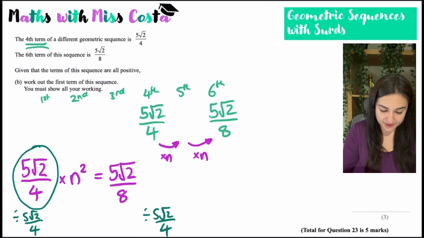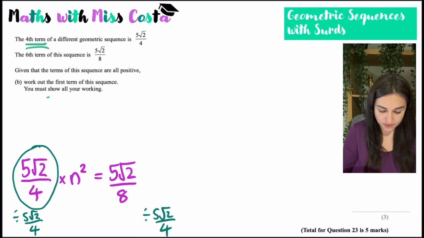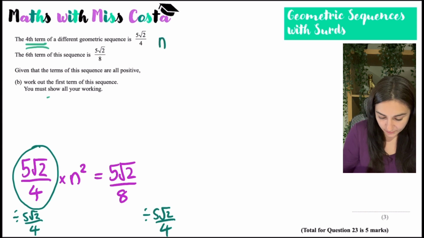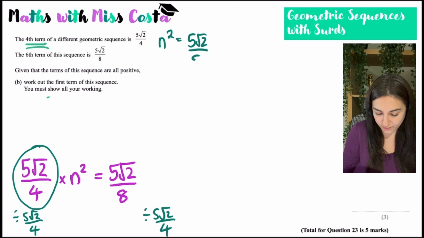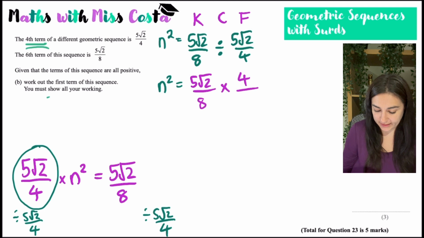So I'd be left with, let's get rid of this working here, n squared equals 5 root 2 over 8 divided by 5 root 2 over 4. Now, what do we do when we divide fractions? We keep the first one as it is, we change the sign to a multiplication, and we flip the fraction over. So it'd be 4 over 5 root 2.